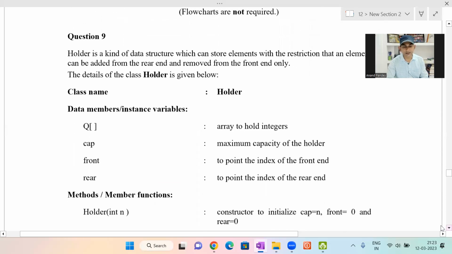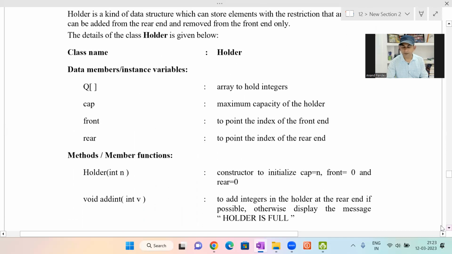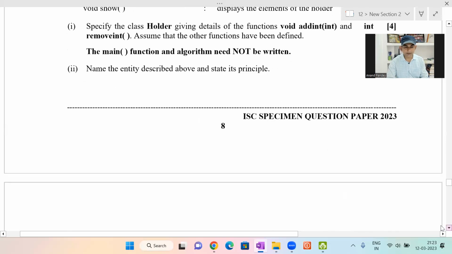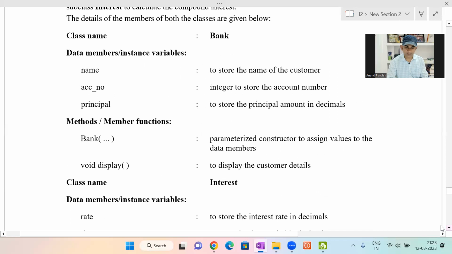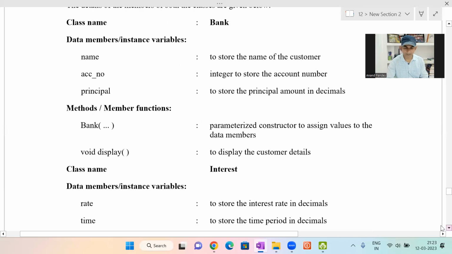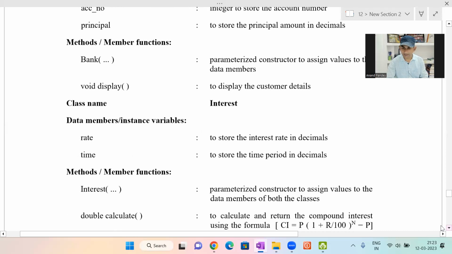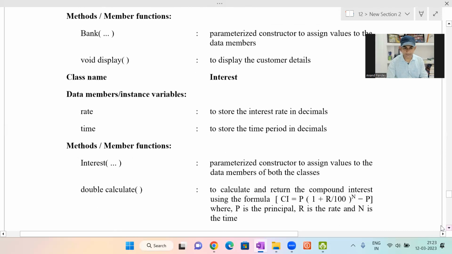So question number 9 will be a question of stack, either stack or queue, one of them comes. The second program will be of inheritance, and the program of inheritance is very easy. Since I have not uploaded a video regarding this, but I will discuss it. I will try to solve this paper.